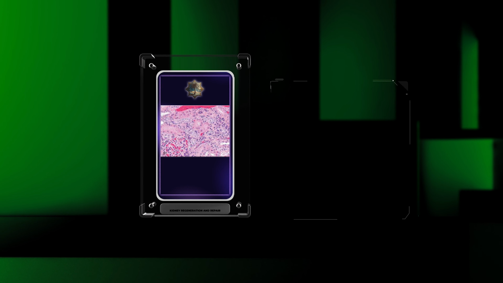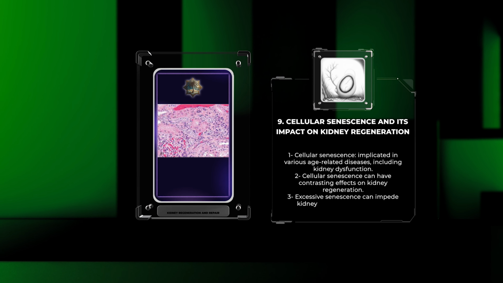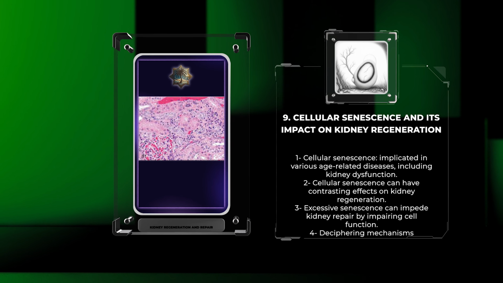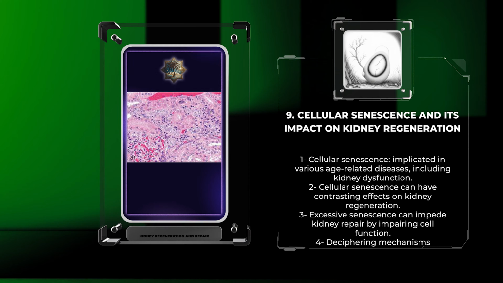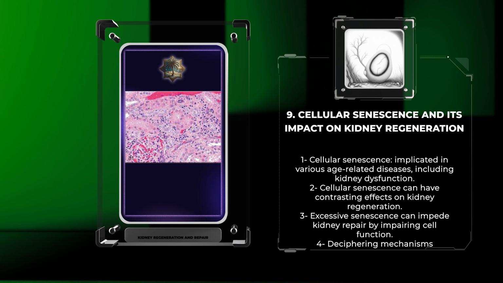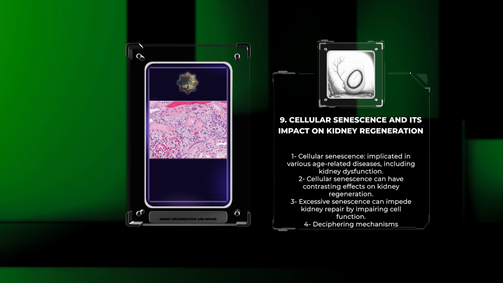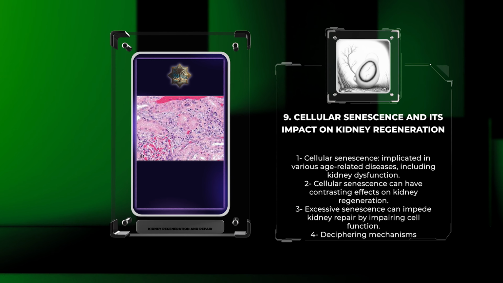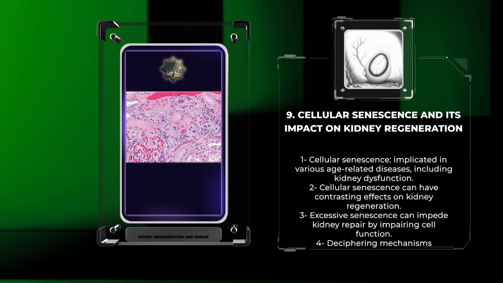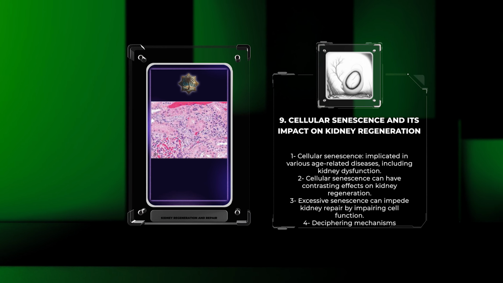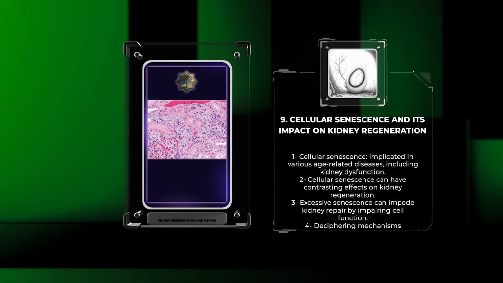Cellular senescence, a state of irreversible growth arrest, has been implicated in various age-related diseases, including kidney dysfunction. In the context of kidney regeneration, cellular senescence can have contrasting effects. Cellular senescence in renal cells can promote tissue repair by halting the proliferation of damaged cells and initiating the regenerative process. However, excessive senescence can impede kidney repair by impairing cell function and altering the cellular microenvironment. Deciphering the mechanisms underlying cellular senescence in the kidney and identifying strategies to modulate its impact on tissue regeneration may lead to novel therapeutic interventions for kidney diseases.